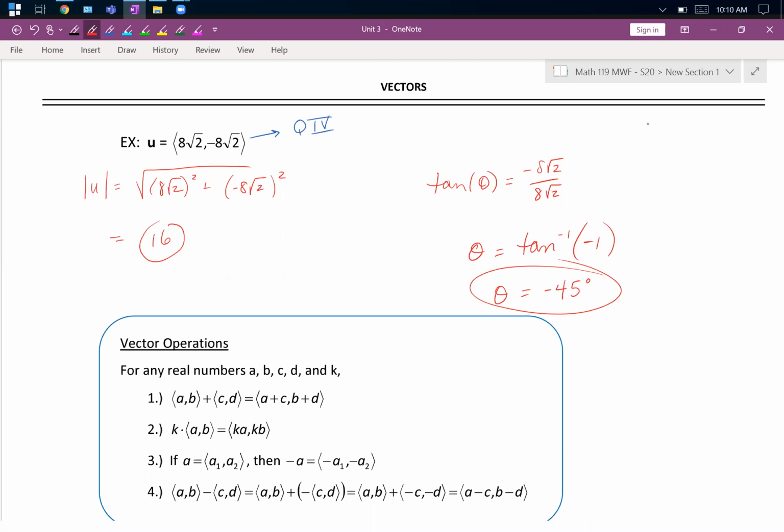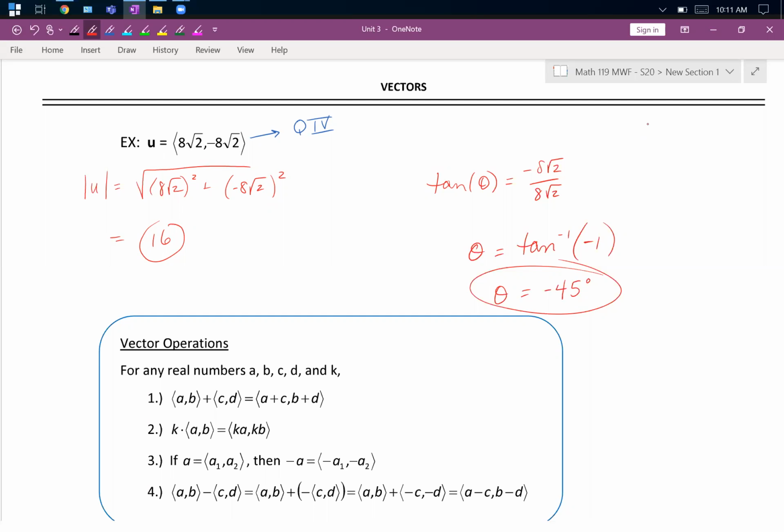Plugging in for our magnitude. Did everybody get 16? Yeah. And then for our direction angle, we end up with theta being tan inverse of -1. Our calculator is going to spit out negative 45 degrees. So we want to double check that's in quadrant 4. We want to make sure that our vector is actually located in quadrant 4 and we don't have to adjust it. And yes, it is.